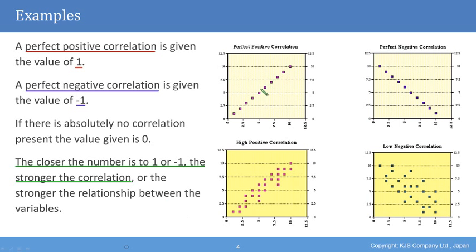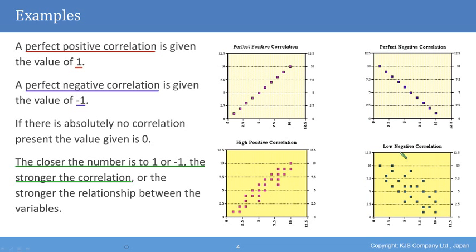As we can see, this is a line of perfect positive correlation, where all the points line up on the same straight line. This is an example of a high positive correlation, where most of the points have a general trend of being in the same direction. As one goes up, the other also goes up. But they are not all lying on the same line.